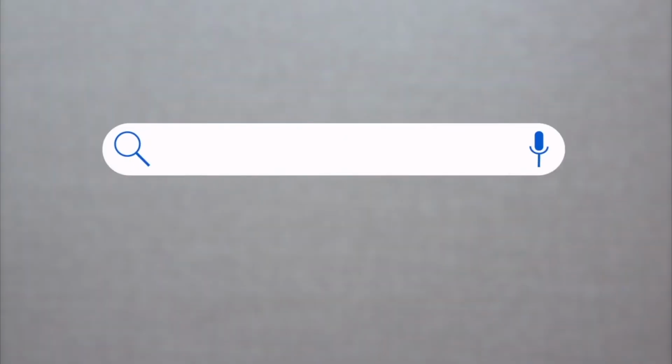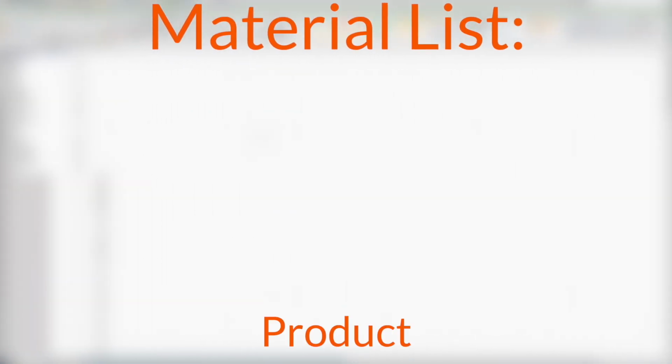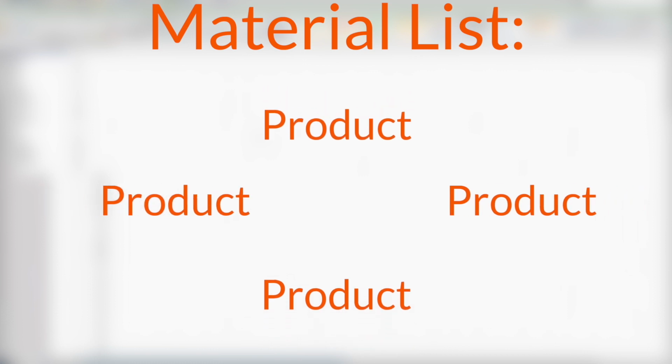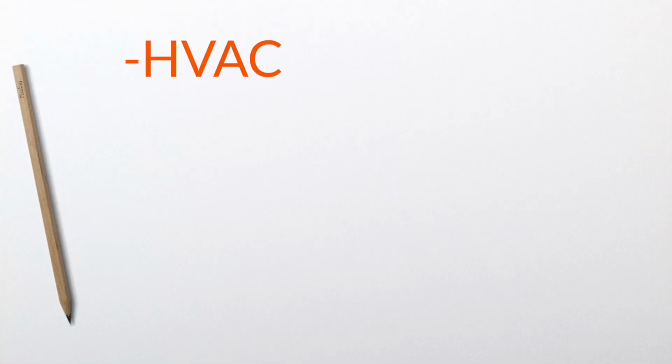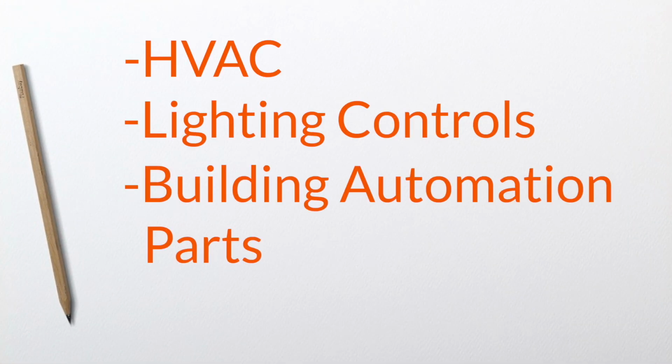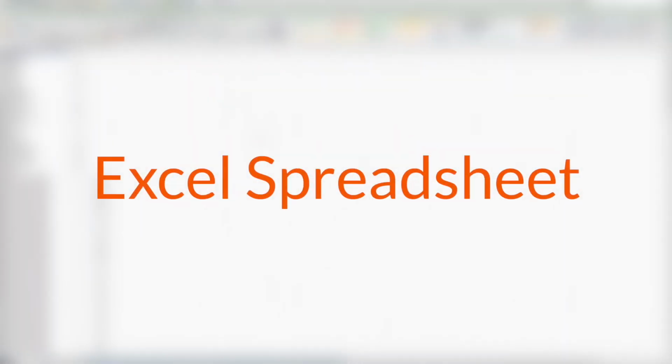Let's talk for a few minutes about how to upload a material list on alpscontrols.com. A material list is essentially a list of products that you'd like to buy all at the same time. You may have a specification sheet that lists out all of the HVAC, lighting controls, or other building automation parts that you need to purchase for a specific project, and maybe you've got that list in an Excel spreadsheet.